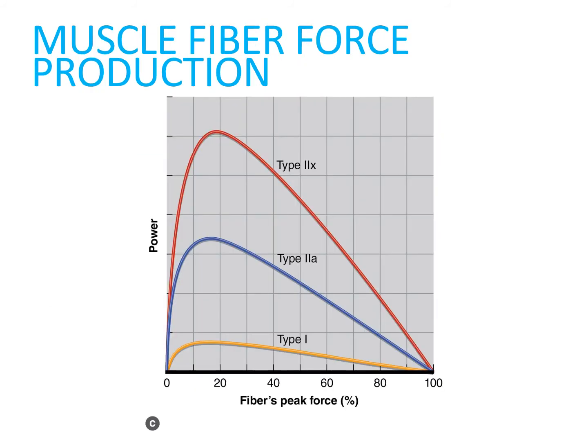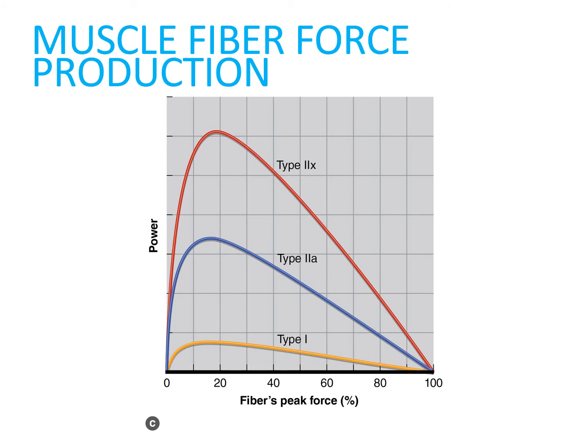Looking forward, our muscle fibers will have different types of force production. Our type 2X muscle fibers will produce more force than our type 2A muscle fibers, which will produce more force than our type 1 muscle fibers. This is going to be due to various factors like the structure of the sarcoplasmic reticulum, the number of motor units, and so on.